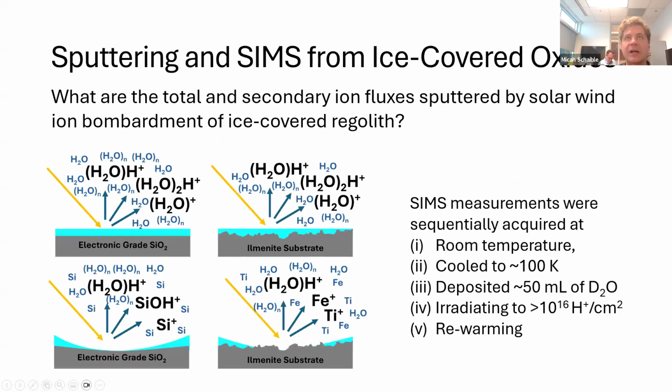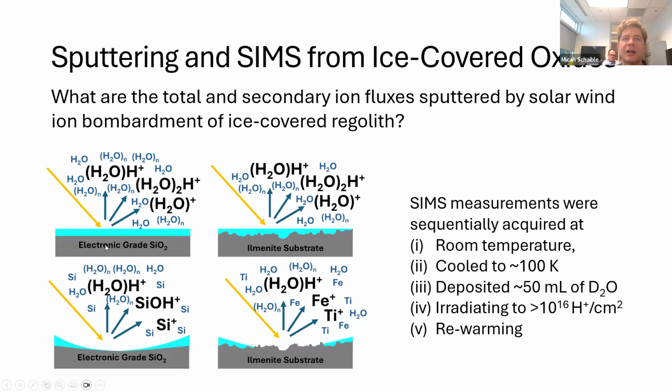The experiment that I'm going to be talking about is done with primary ion sputtering using solar wind analog ions and detecting the sputtered secondaries using secondary ion mass spectrometry. The results of these measurements give us the total and secondary ion fluxes sputtered by solar wind from these ice-covered regoliths. The results that I'll be talking about today were done on two different substrates, an electronic grade amorphous silicon SiO2, and an ilmenite mineral substrate.